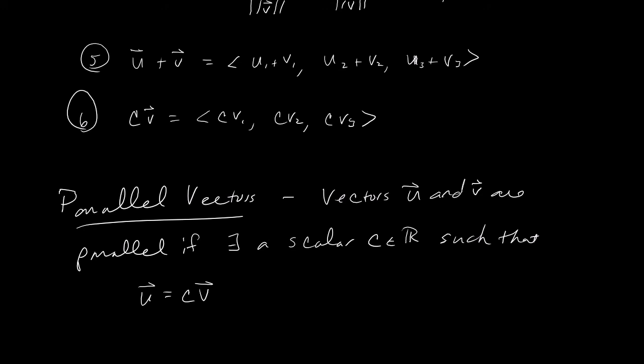So in other words, if one of them is a scalar multiple of the other. Something to keep in mind, vectors do not have to be going in the same direction to be parallel. c could be negative, it's any real number. As long as there is a real number that we can multiply to one vector to get the other vector, even if it changes the direction, those vectors are parallel.